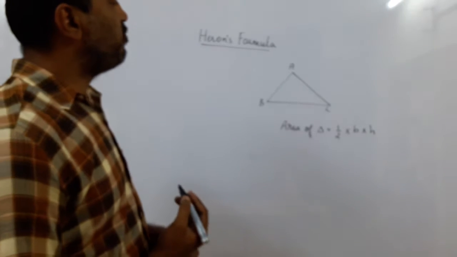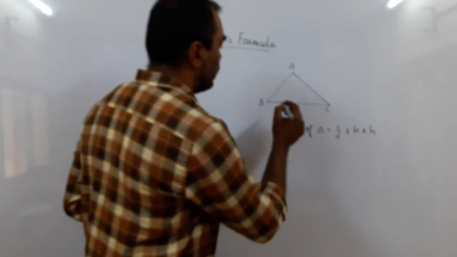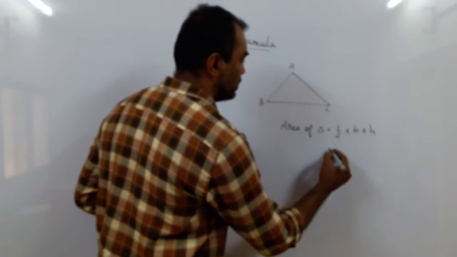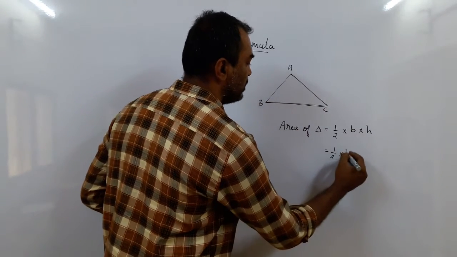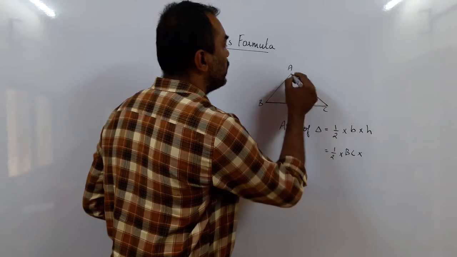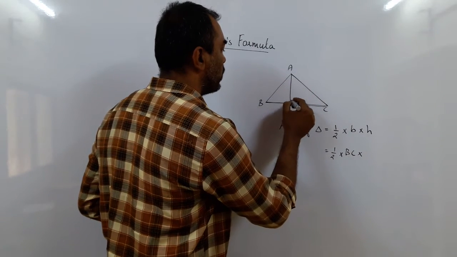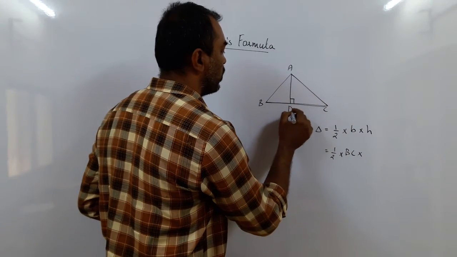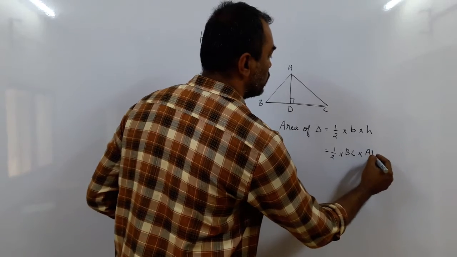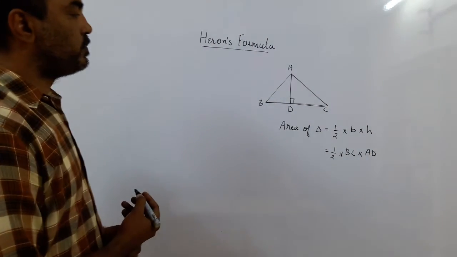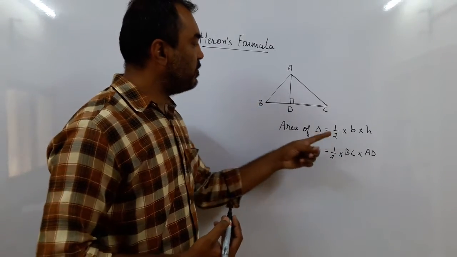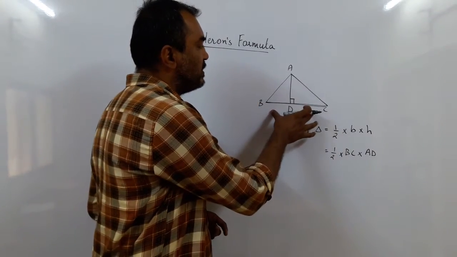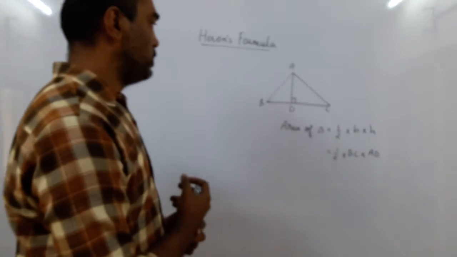Now, half base into altitude. If I take BC as the base, then the altitude is the perpendicular drawn from the point A. Let me say this point is D. So it is half into BC into AD. Can you see this? So the area of the triangle ABC is half base into altitude. If BC is the base, AD is the altitude.